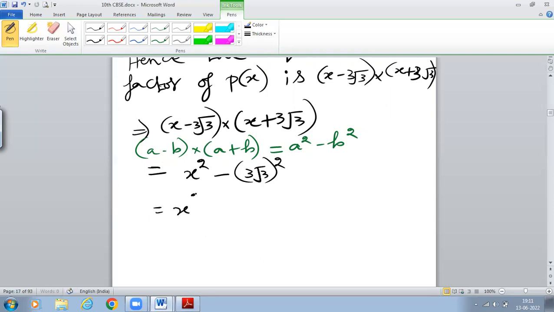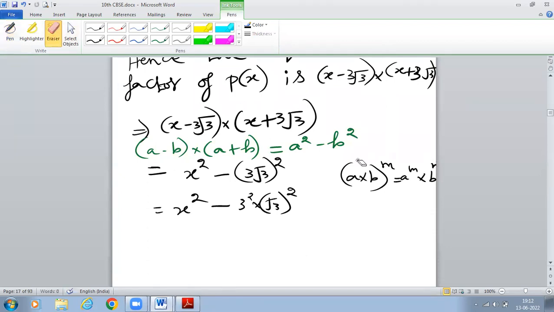Now x square we write as it is, x square minus, we have to bring this square for 3 as well as √3. So this becomes 3 square into (√3) square, because 3√3 means 3 into √3. We bring it down separately because of the law of exponents: (a into b) the whole power m is a power m into b power m. That is what I'm applying here. Similarly, (3 into √3) the whole power 2 is 3 power 2 into (√3) power 2.